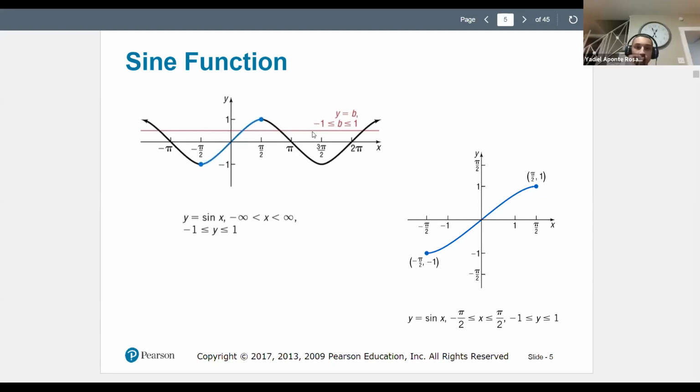It fails. So if the horizontal line test fails, how is it that we're able to have inverse sine exist then? What do you think?